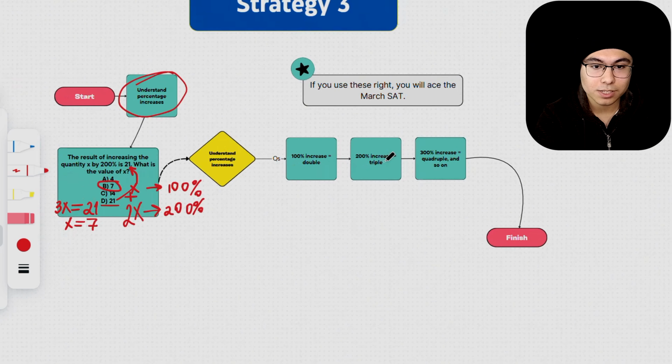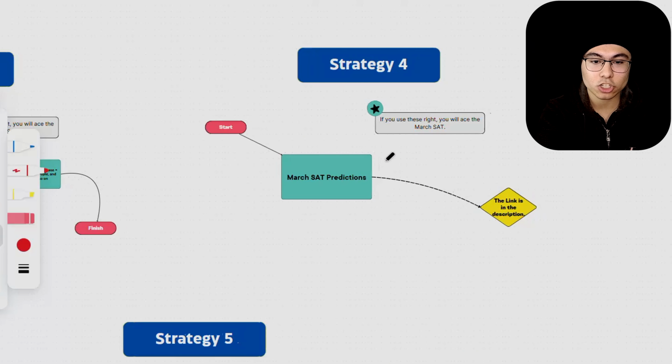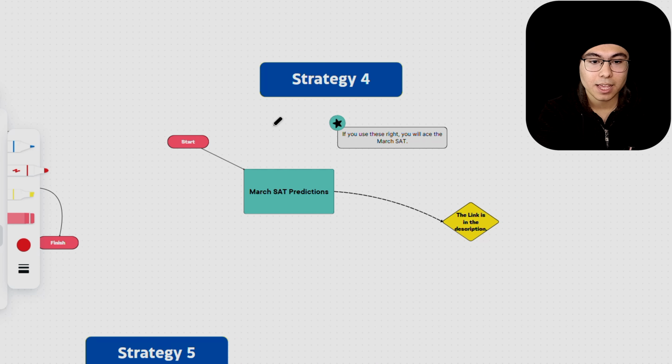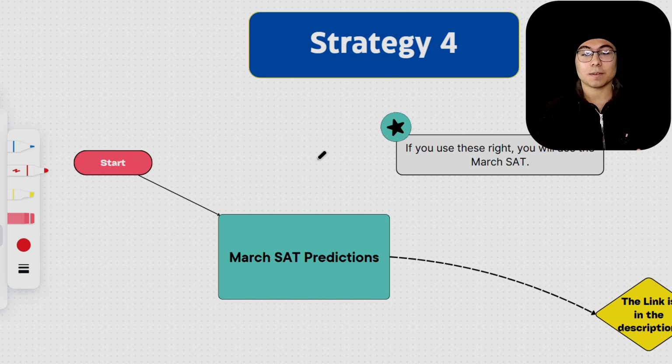So this was strategy number 3, and now let's move on to the next strategy, number 4, and that is knowing these March SAT predictions.